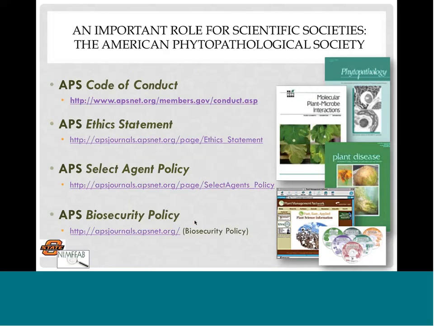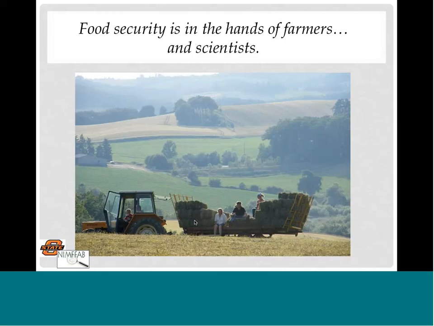Scientific societies can play a big role in this. I happen to belong to the American Phytopathological Society, but I know that many scientific societies have various statements of ethical approaches to the science and what's expected of their members. And I think these can go a long way for us. And I'll just finish by saying that food security is in the hands of our farmers, but also our own hands as scientists. And I'll stop there.